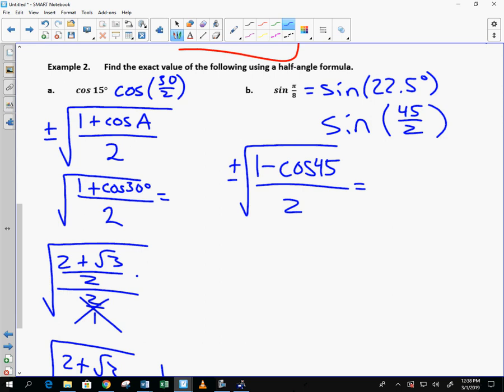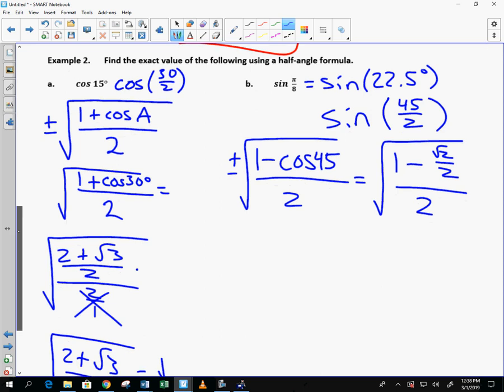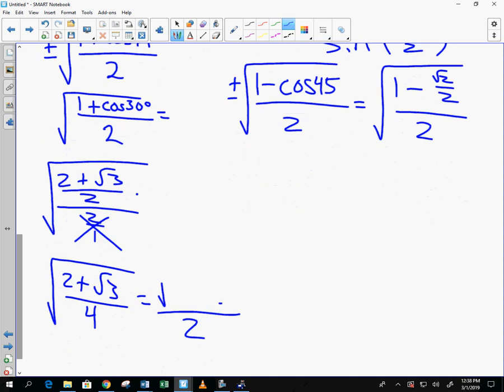Everybody here knows what the cosine of 45 is. What is it? Root of 2 over 2. Is it going to be positive or negative? Positive, first quadrant, good. 1 minus root of 2 over 2, all over 2. Too many 2's.